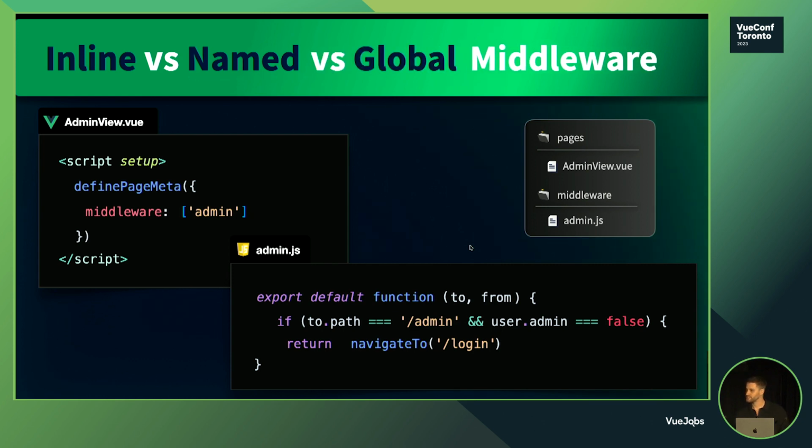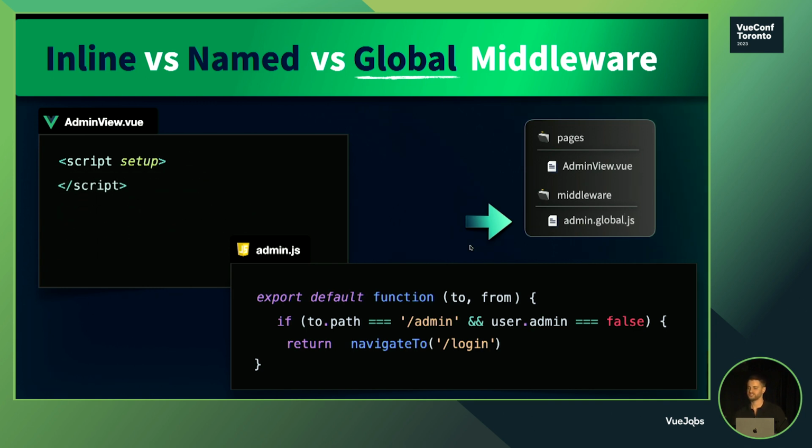And another option for middleware, beyond inline and named, is global. So we can make middleware available literally anywhere we need it, and it's very straightforward to do this. We just append the global suffix onto our middleware's file name like so. Then we can get rid of anything within the component because it's already available to us.